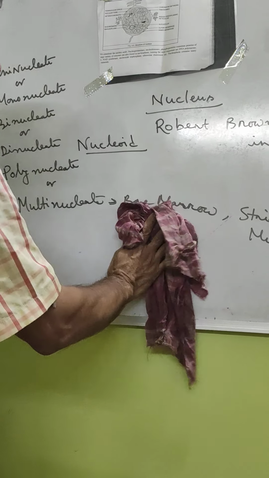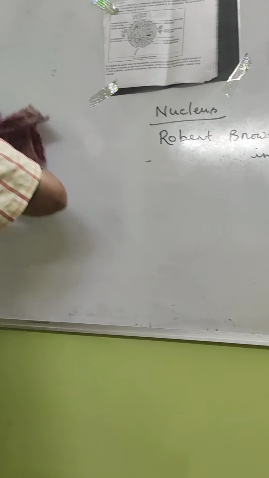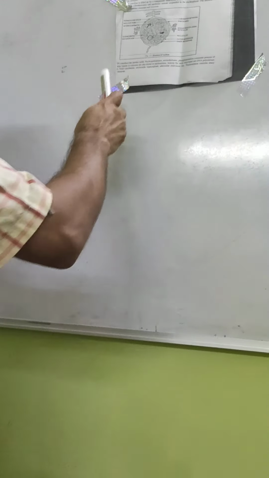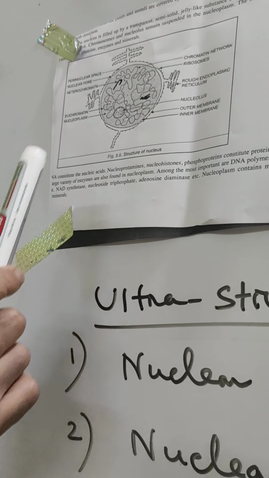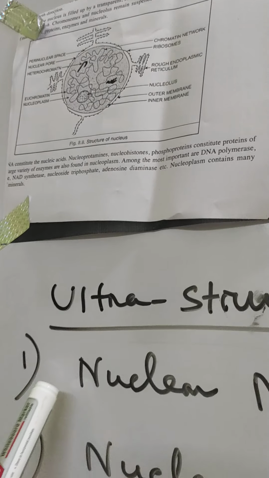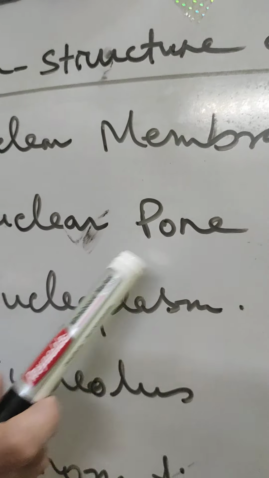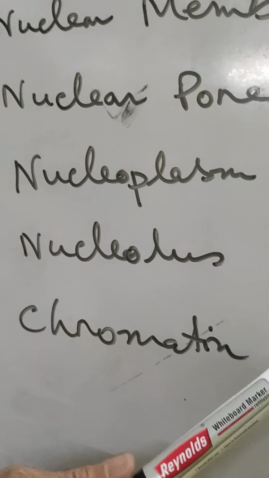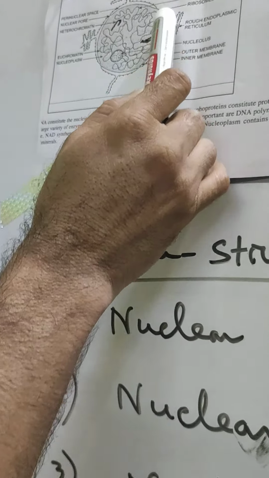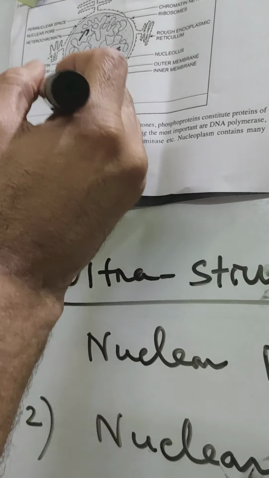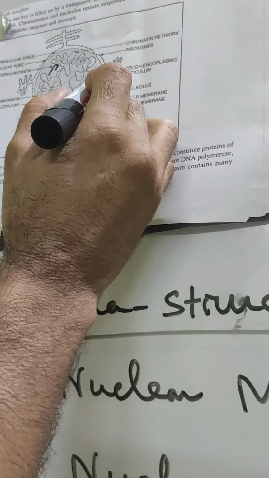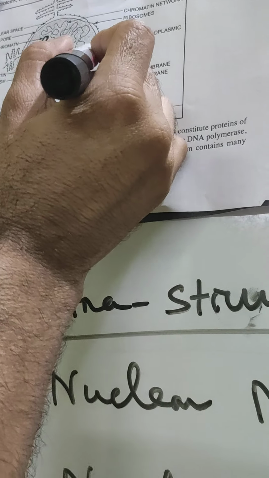Now let us go to the ultrastructure of nucleus, or electron microscopy structure of nucleus. Nucleus consists of 5 main parts: nuclear membrane, nuclear pore, nucleoplasm, nucleolus, and chromatin reticulum. This double membrane structure is called nuclear membrane. Nuclear membrane separates nucleoplasm from cytoplasm, and this nuclear membrane is not continuous.